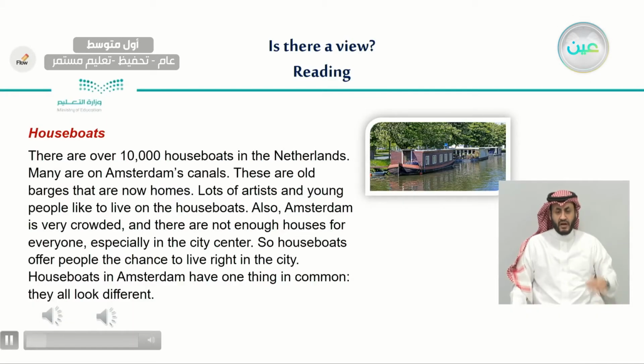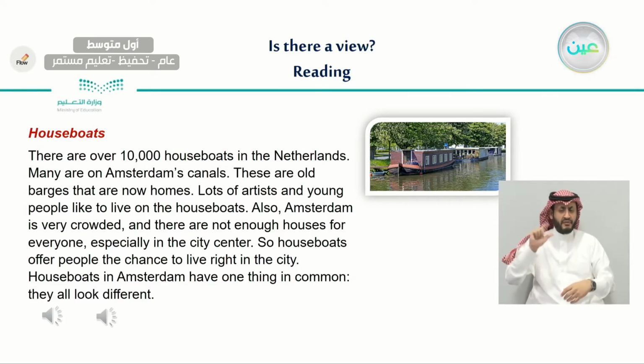There are over 10,000 houseboats in the Netherlands. Many are on Amsterdam's canals. These are old barges that are now homes. Lots of artists and young people like to live on the houseboats. Also, Amsterdam is very crowded, and there are not enough houses for everyone, especially in the city center. So houseboats offer people the chance to live right in the city. Houseboats in Amsterdam have one thing in common: they all look different.